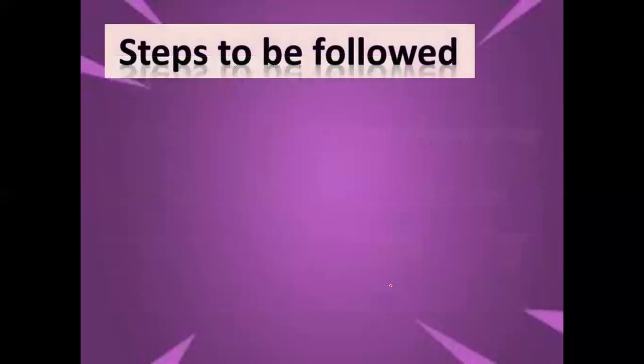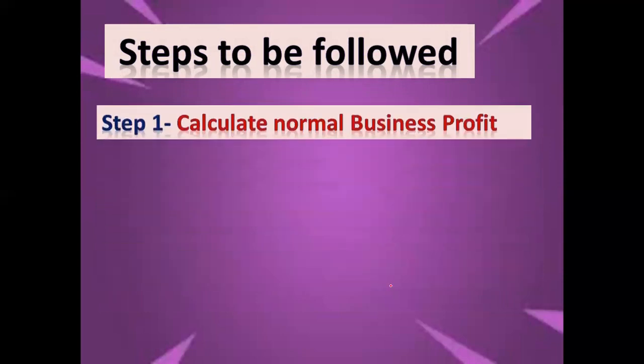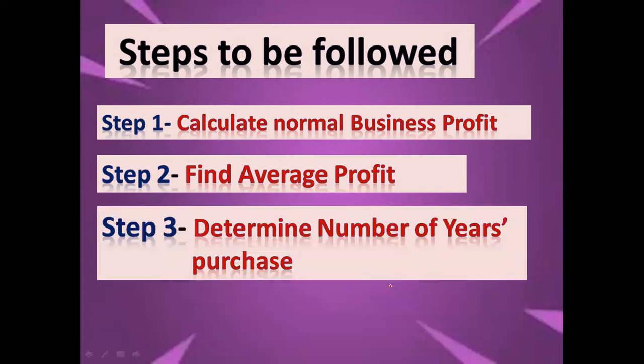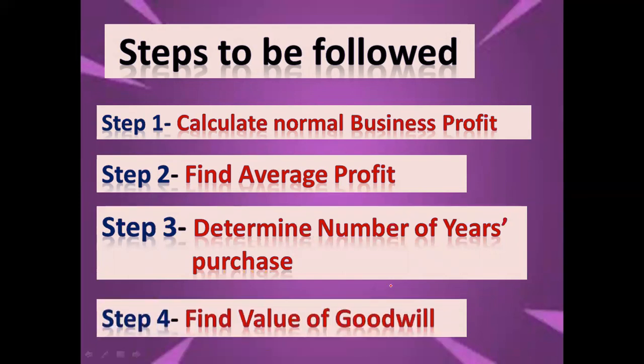Let's understand. In order to solve goodwill by average profit method, we need to follow certain steps. Step number one is to calculate normal business profit. If any abnormal profits are given, we will adjust. Number two, find the average profit. Once you have calculated normal business profit, then find out average profit. Then determine the number of years' purchase. What it means, we will be discussing. And step number four is find the value of goodwill. So average profit method is quite easy to solve. Let's discuss these steps one by one.